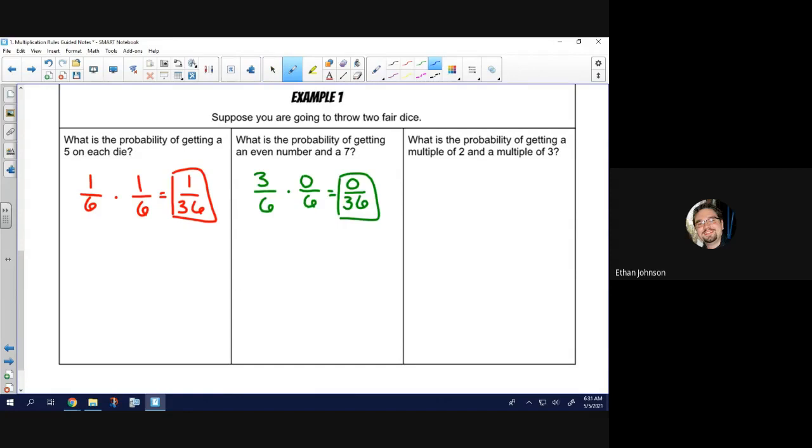And then, what is the probability of getting a multiple of 2 and a multiple of 3? So multiples of 2. Well, we have a 2, a 4, and a 6. So that would be 3 out of 6 times multiple of 3. So it'd be 3, 6, 9, so on and so forth. But on a die, it's only 3 and 6. So 2 out of 6. Multiply across, you get 6 out of 36.